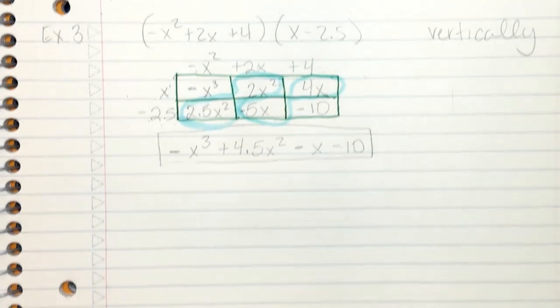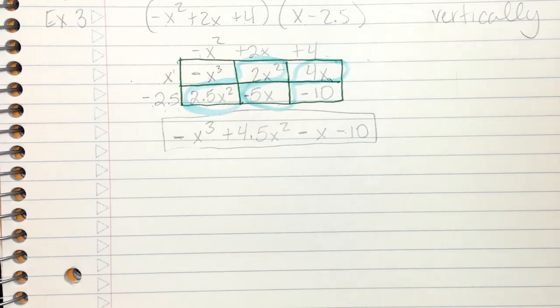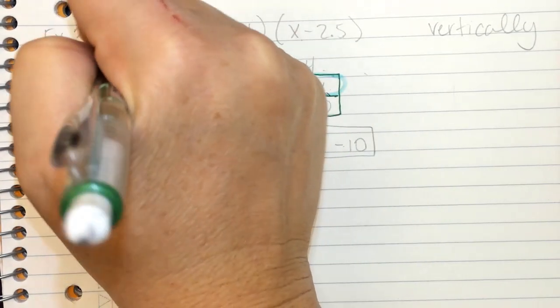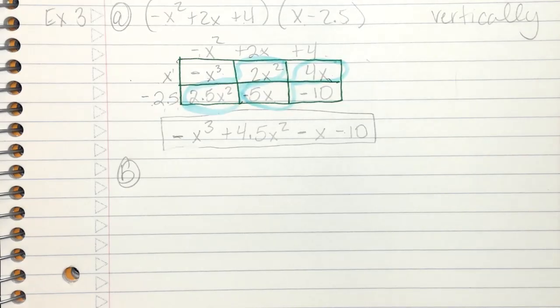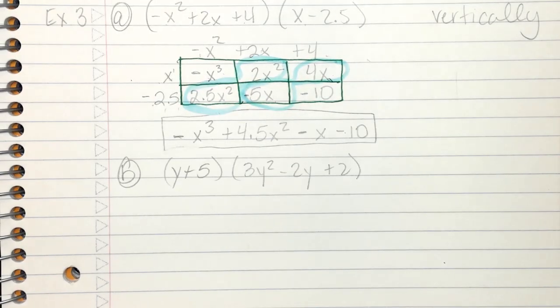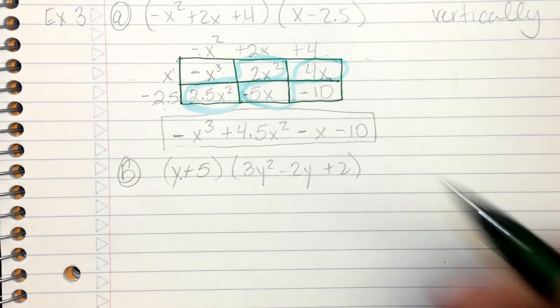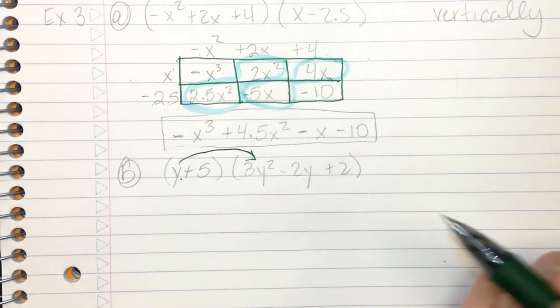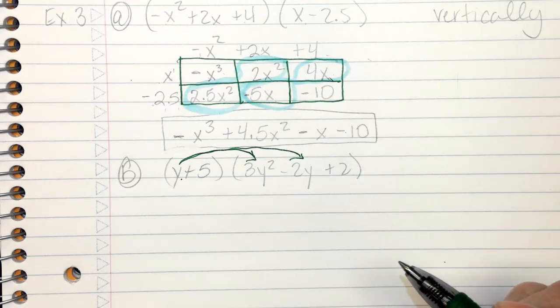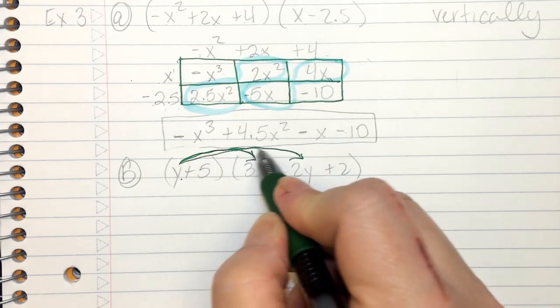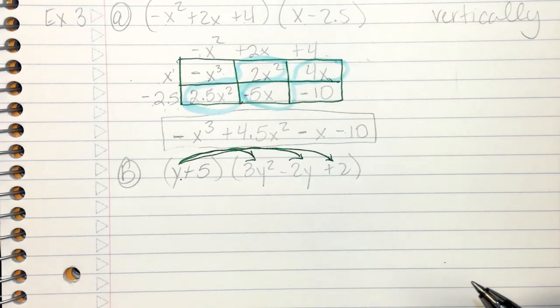All right, so maybe you're not a box method fan. So we're going to do part B. So this was part A. So we're going to do part B the horizontal way. Okay, so I have the question written out here. So what we're going to do first is we're going to take this y, and we're going to multiply it to 3y squared. Then we're going to take the y again, multiply it to negative 2y. And then we're going to take the y one more time and multiply it to 2.